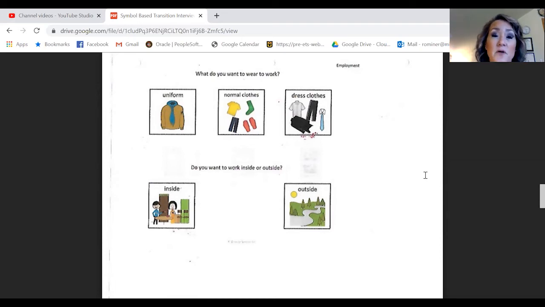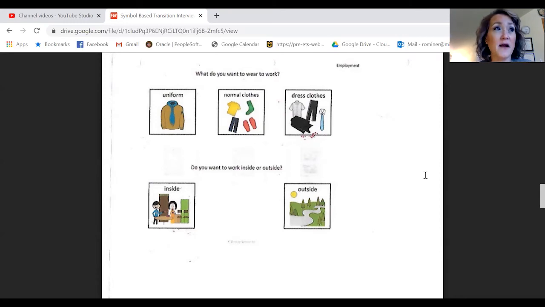What do you want to wear to work? Another important question, because if they have to wear a uniform to work the job that they get and they don't like it, then that's not going to work out. Do they want normal clothes or do they like to be dressed up? A lot of us don't like to be dressed up, especially the whole day. So anyway, it's a good question to ask.